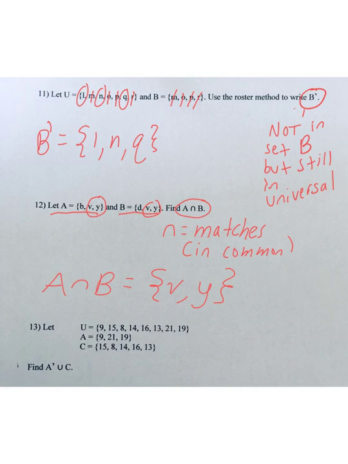Again, make sure you read the question carefully. Maybe I'll have a union symbol on the test instead of an intersection symbol. If I do have a union symbol, you would just combine the sets together.